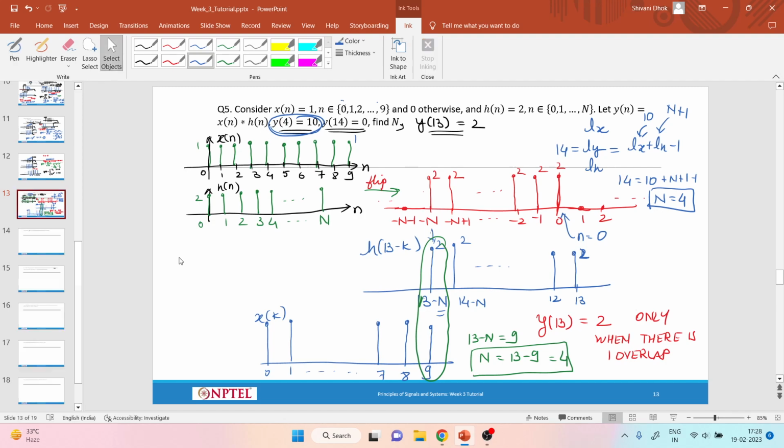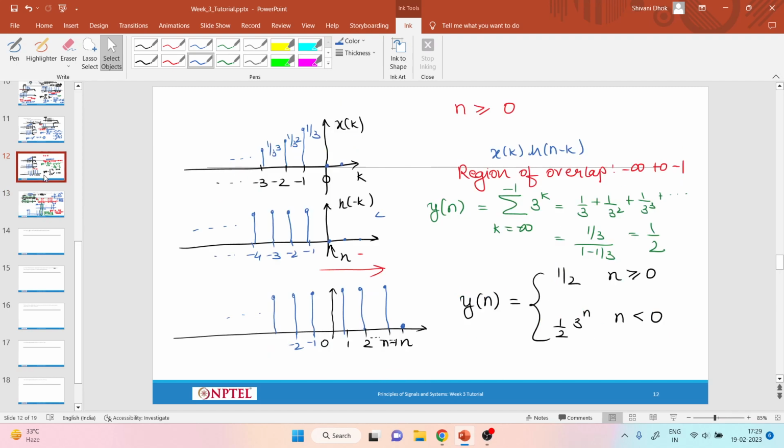Madam, if the question is only to find n, what you have suggested, the simple thing, the length of y is equal to length of x plus length of h minus 1, should suffice, right? Yes. And we can also use your previous method of analytically expressing as impulse functions.